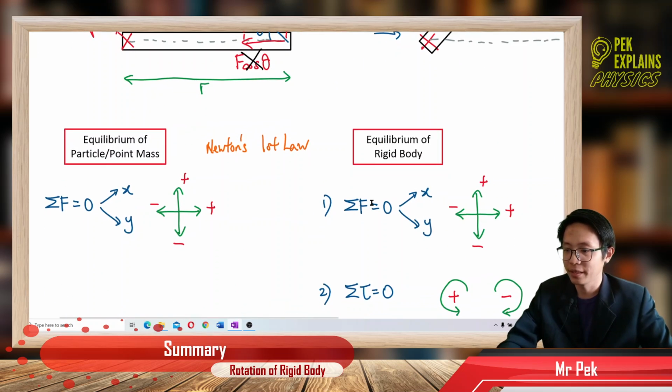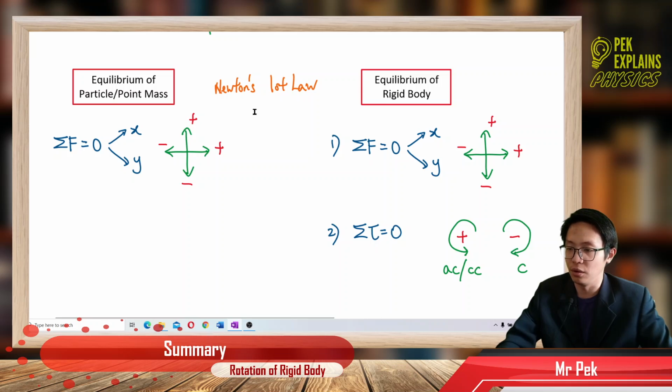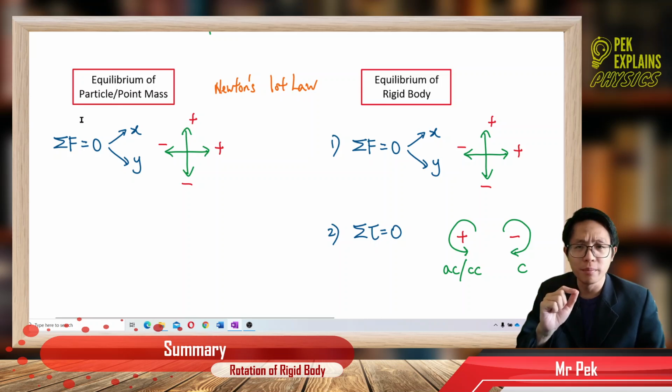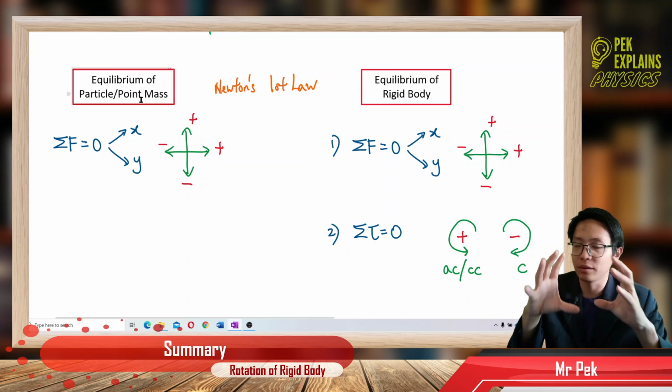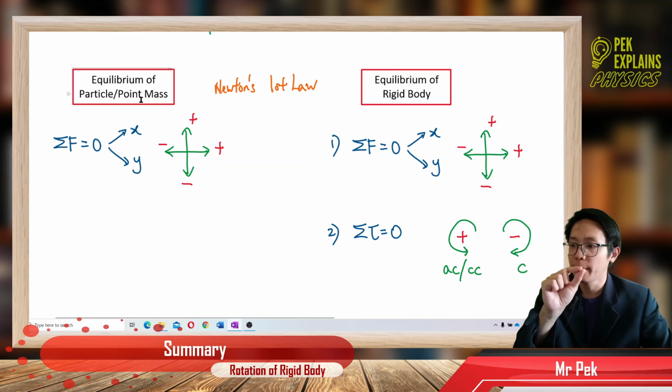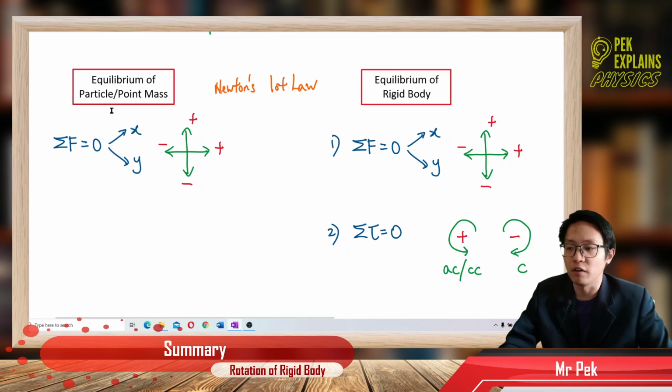Okay, enough for that. Now, Newton's first law. Before that, we learned about point mass. We just consider all mass as just one point. All the mass of the object is concentrated at the center, and we see the object not as a big object, but just a point mass, or we can say it is just a particle. So for equilibrium of a point mass, it is very simple. We just consider total force equal to 0. This is Newton's first law. Total force equal to 0.